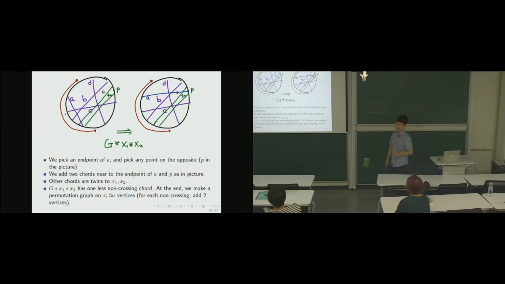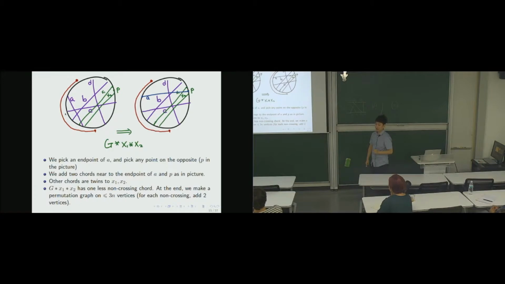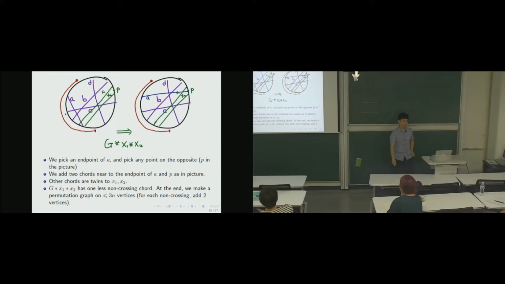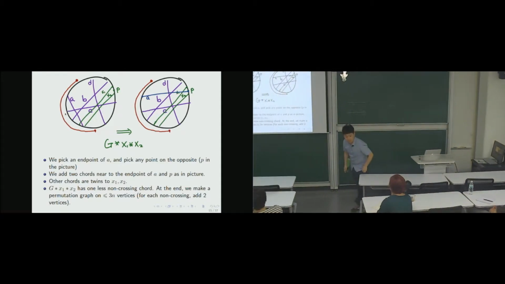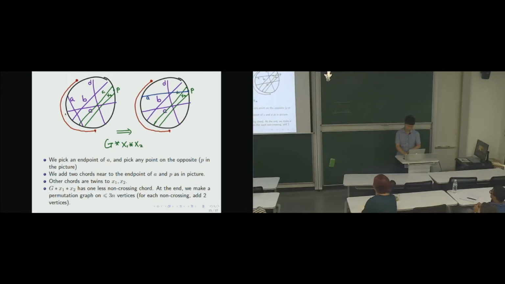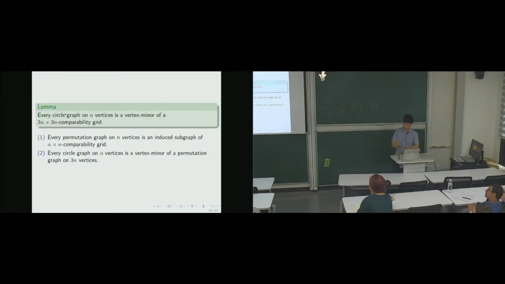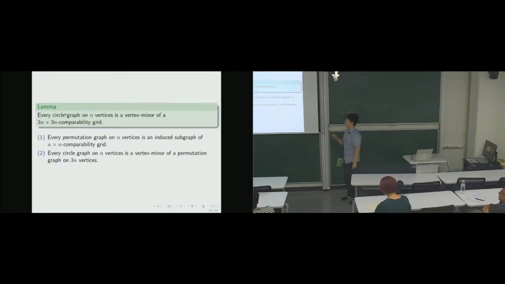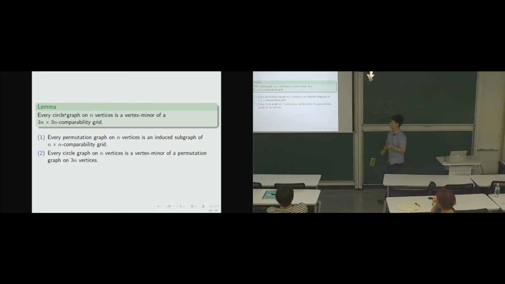And more precisely, 3n minus 3, or 3n minus 2, maybe. Initially you start with already at least one non-crossing arc. Yes, you can optimize. I don't know, we didn't try to optimize. So this is the result that every circle graph is a vertex-minor of a comparability graph.